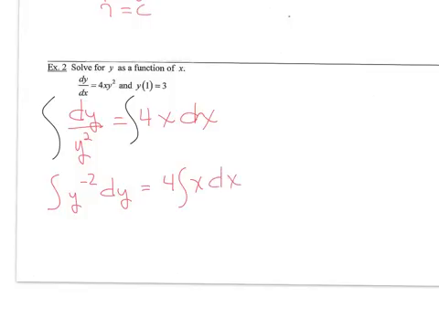Okay, so when we integrate y to the negative 2 dy, Jen, what do we get? If I integrate y to the negative 2, it would be negative y to the negative 3... okay, negative 1 over y. Y to the negative 1, you add 1 to the exponent. So it's the same as negative 1 over y, right? Y to the negative 1 is 1 over y.